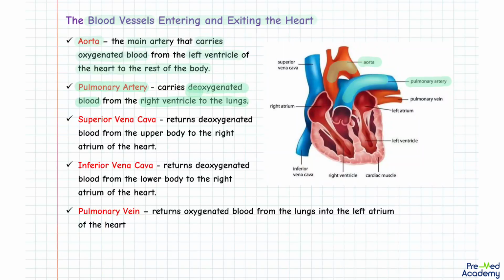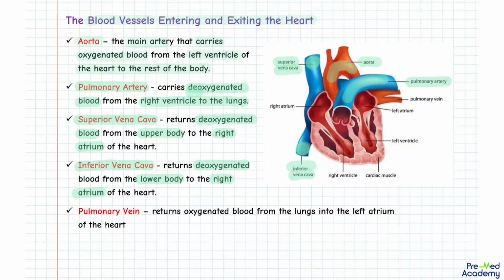Another very large blood vessel entering the heart is the superior vena cava, which is the largest vein in the body. It returns deoxygenated blood from the upper body to the right atrium of the heart. Its brother is the inferior vena cava, which returns deoxygenated blood from the lower body, also to the right atrium of the heart. Both the inferior and the superior vena cava are drawn as large vertical vessels to the left of the aorta. Here is the superior vena cava, and here is the inferior vena cava.